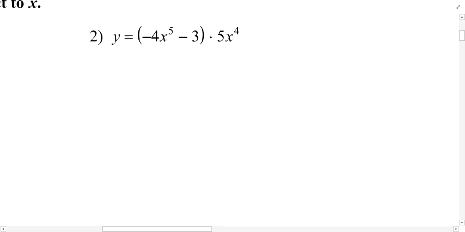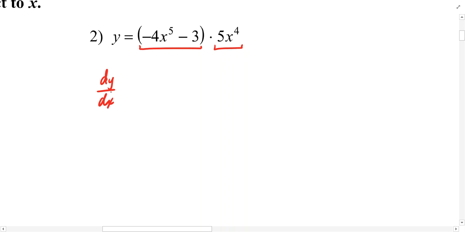For a problem like number 2, I recognize that there's a product of two functions, so I would use the product rule here rather than distributing. If you choose to distribute on the test, that would be fine. Just make sure that you show all of your work for the process that you've chosen.